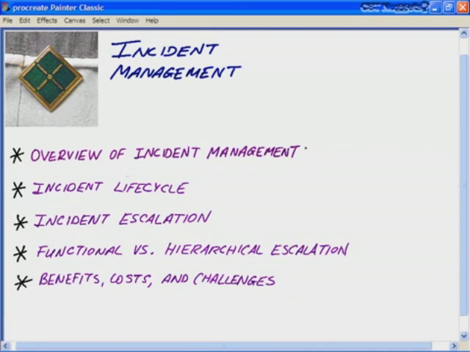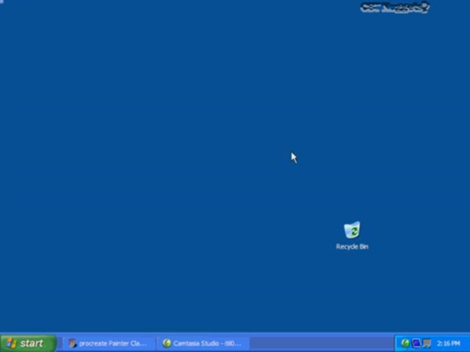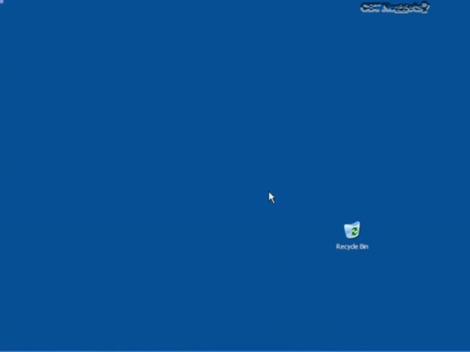On this fifth nugget of the ITIL Foundation series, we covered 5 key topics. First of all, an overview of incident management. We looked at incident life cycle, the incident escalation process. We talked about functional versus hierarchical escalation, and then finally, the benefits, costs, and challenges of incident management. I hope this CBT nugget has been informative.